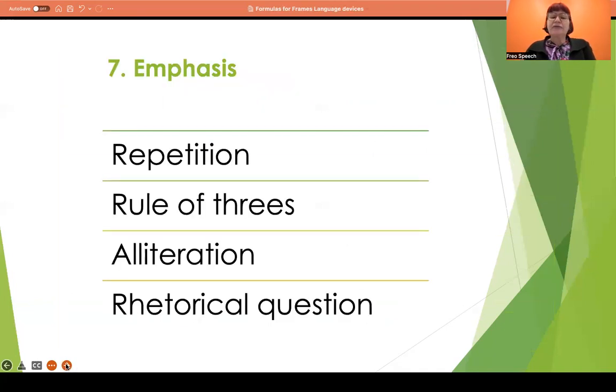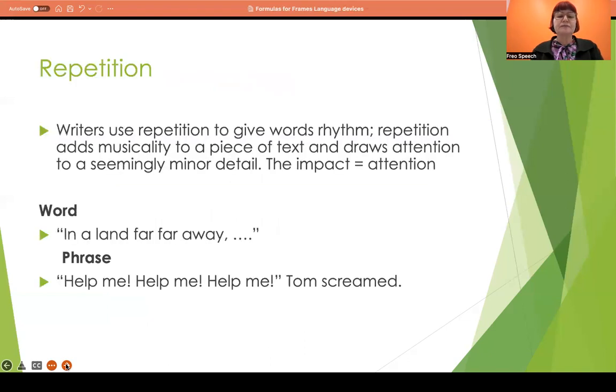Emphasis. Again, like I said before, if we can't say something louder or hold it longer or raise our pitch, we have to do it in writing. And so if we want readers to attend to a part of that sentence, we do things like repeat, provide a rule of three, use alliteration or a rhetorical question. So writers use repetition to give words rhythm. It adds a sort of musicality to a piece of text and draws attention to sometimes minor detail. And the impact is high attention or emphasis.